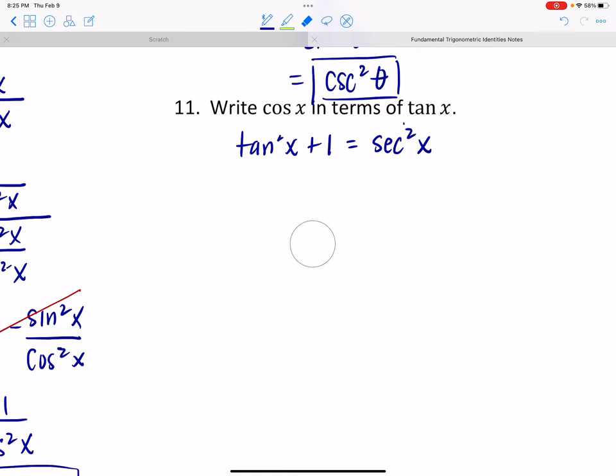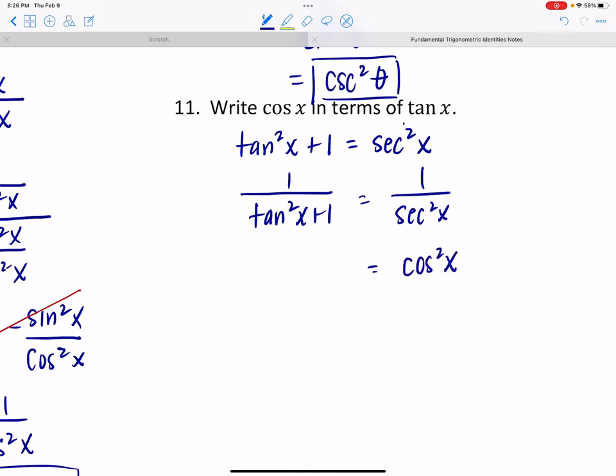reciprocal of both sides. Okay, so I'm going to take the reciprocal of this side, tangent squared x plus 1, and 1 over secant squared. So now I can just replace the cosine squared on this side. Okay, so the cosine squared on this side, not doing anything here. Tangent squared x plus 1 on this side.